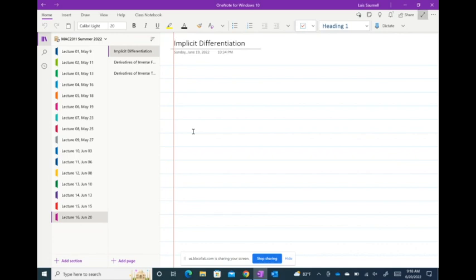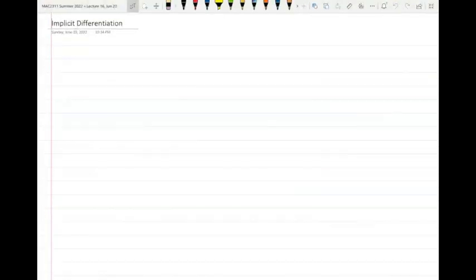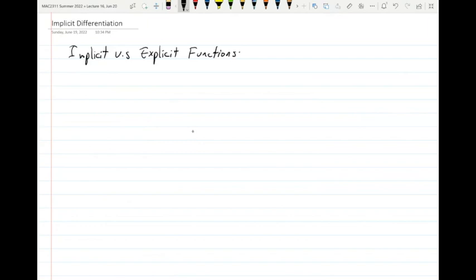All right, so I was telling you a little bit about the difference between an implicit and an explicit function last time. Let me remind you of this. Implicit versus explicit functions. Remember, a function is just a relation in which you give me an input, I give you an output. Each input has only one output. That's what a function is.